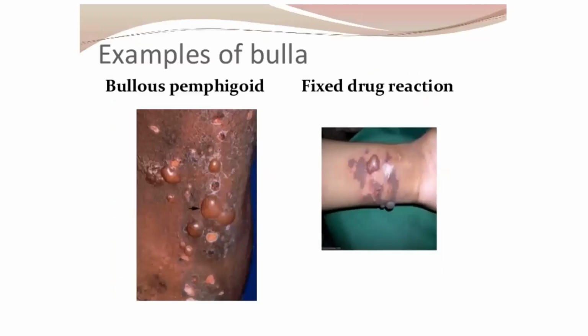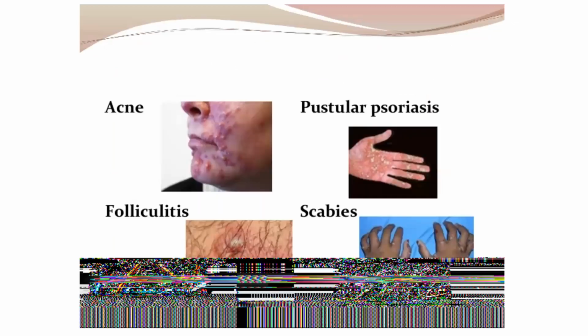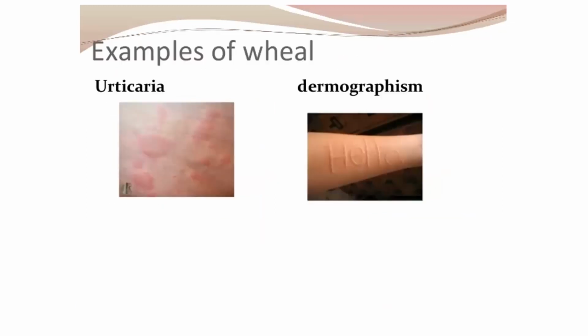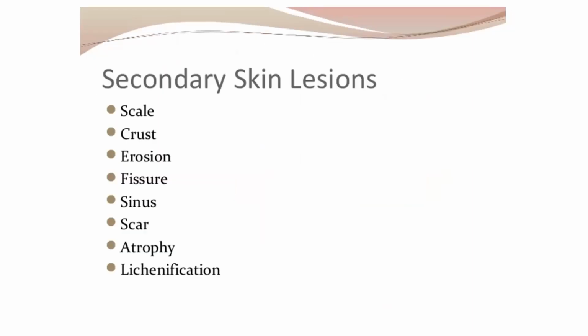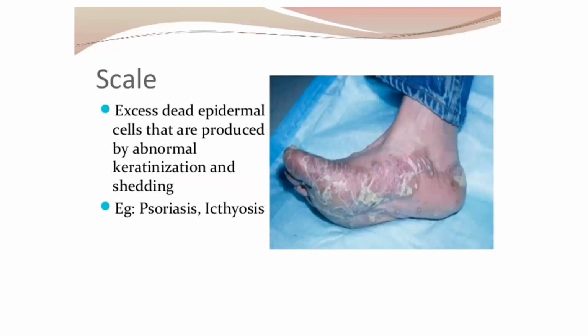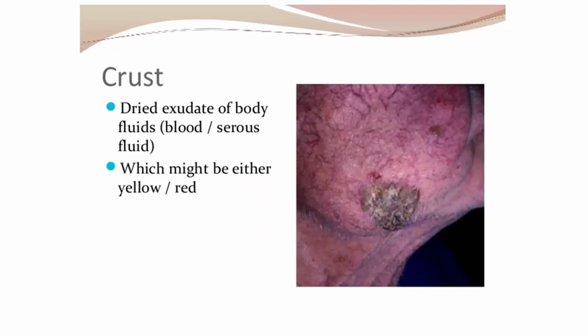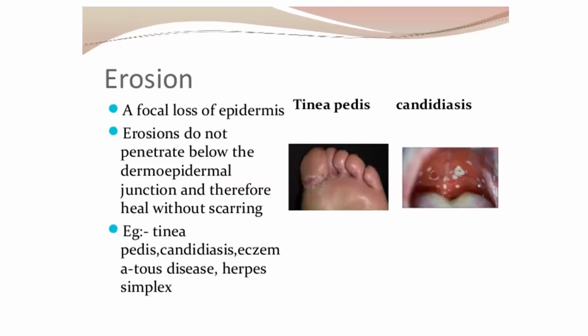Bulla is an enlarged vesicle more than 5 centimeter, like bullous pemphigoid. Pustular lesions: acne, pustular psoriasis, folliculitis, and scabies. Then wheals: urticaria and dermographism, intradermal edema. Then secondary lesions are non-specific. Scale, excess dead epidermal cells produced by abnormal keratinization. Crusting, dried exudate of the body fluids.